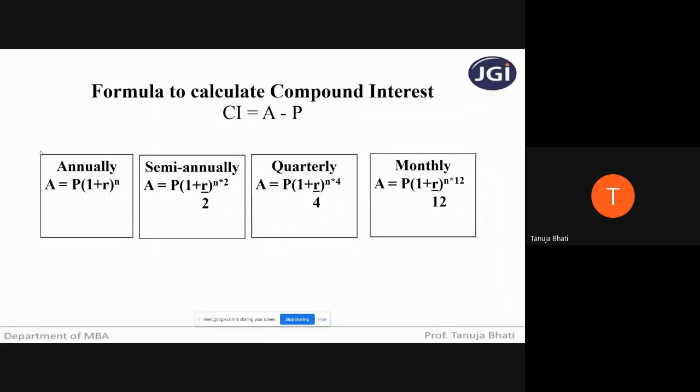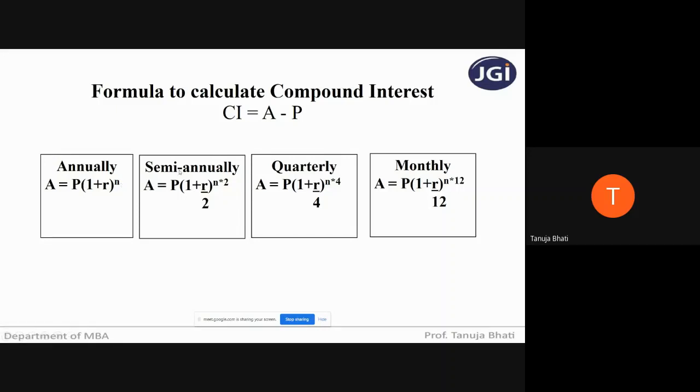If the interest is calculated annually, the formula is A equals P (1 + R)^N, where remember students, A is the compounded amount, P is the principal amount or the amount invested or the present value, R is the rate of interest, and it is raised to the power of N, where N is the number of years or time period.